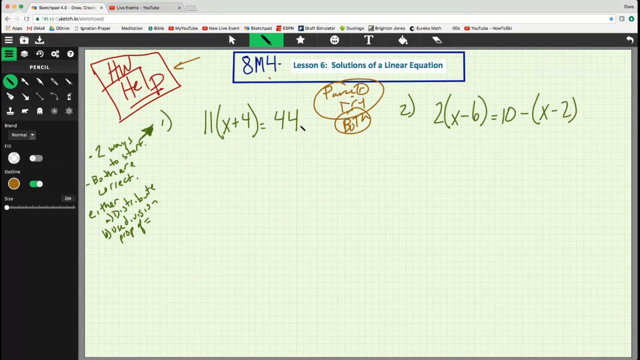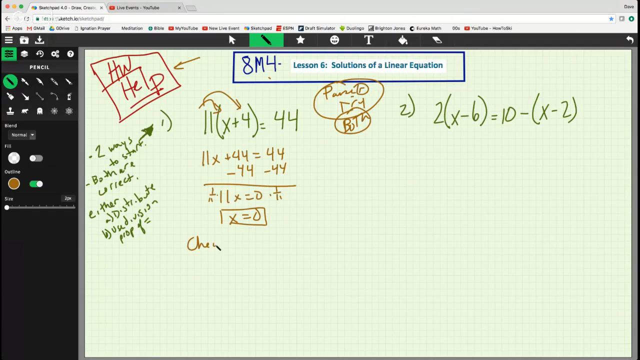Okay, I assume you've paused and tried. Hopefully you have both answers, and let's go about it. I'm going to start with just doing distribution here, and I get 11x plus 44 equals 44. Oh, this is nice. Minus 44 from both sides. 11x equals 0, so x equals 0 because I multiply both sides by 1 over 11, or divide both sides by 11. X is 0. Check. Does 11 times 0 plus 4 equal 44? Does 11 times 4 equal 44? Does 44 equal 44? Check.